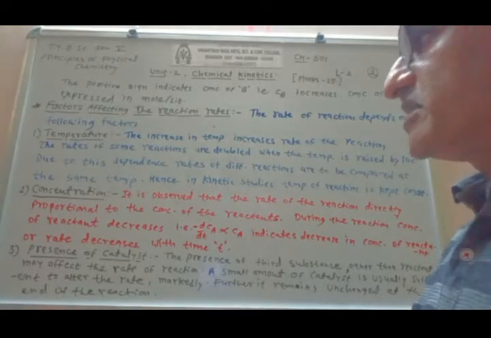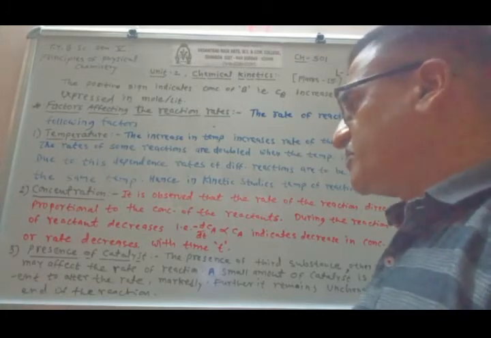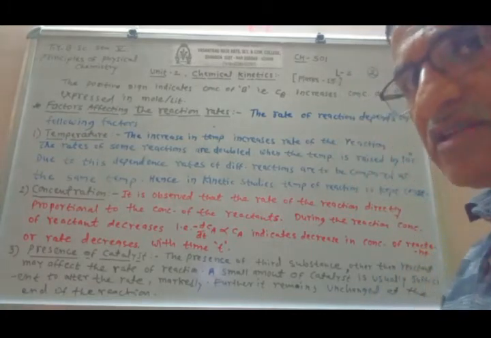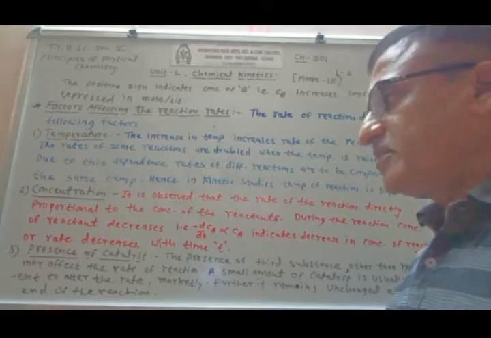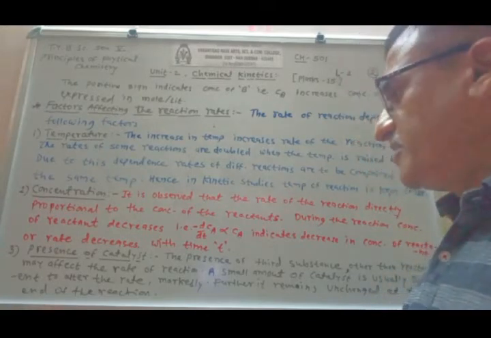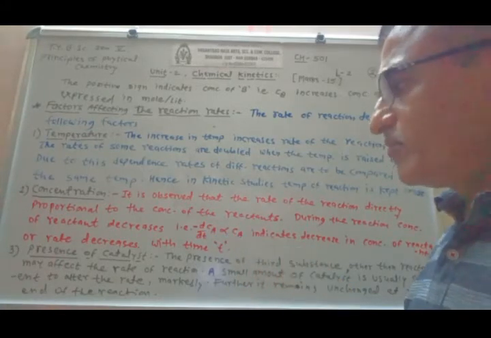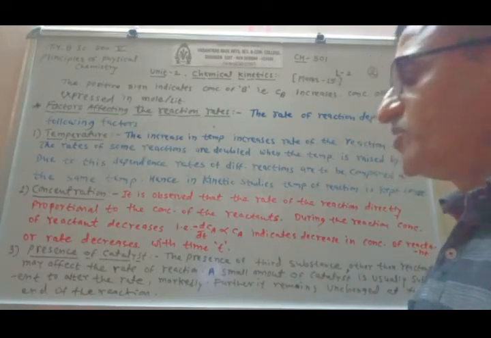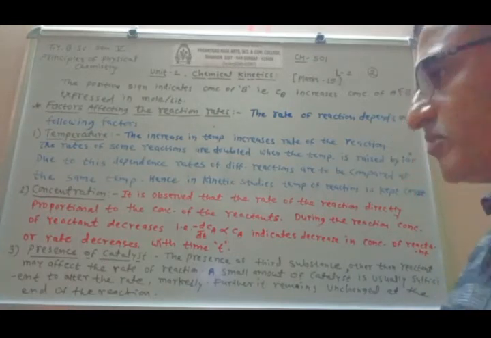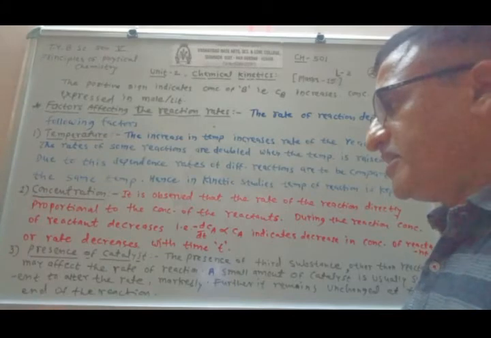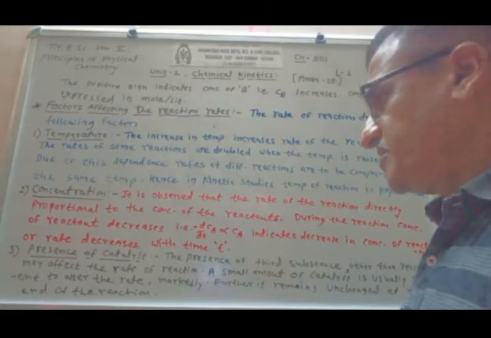The second factor is concentration. It is observed that the rate of reaction is directly proportional to the concentration of the reactants, because the reaction rate depends on the concentration of the reactant. During the reaction, the concentration of reactant decreases and that of product increases. So minus d/dt of Ca is proportional to Ca, or plus d/dt of Cb is proportional to Ca. The negative sign indicates a decrease in the concentration of the reactant, so the reaction rate decreases with time as the concentration changes.